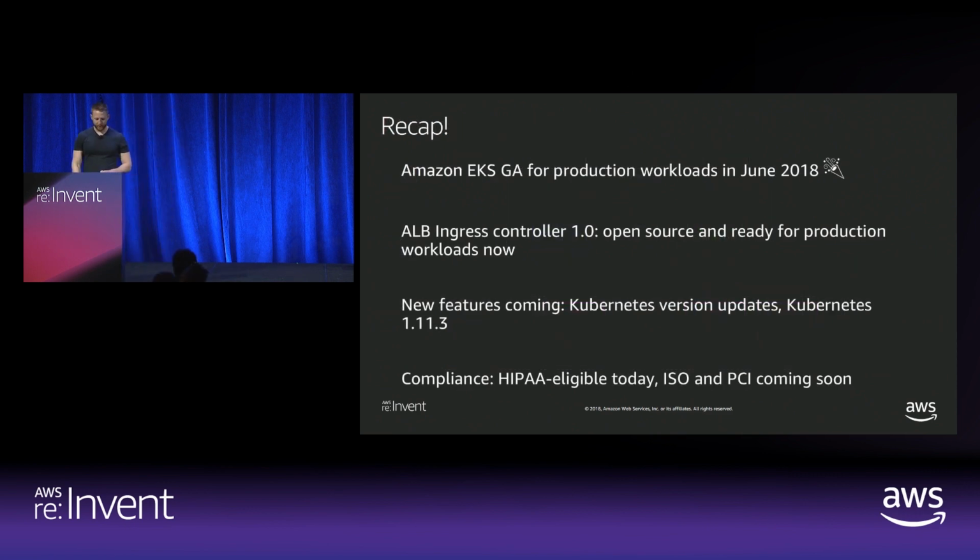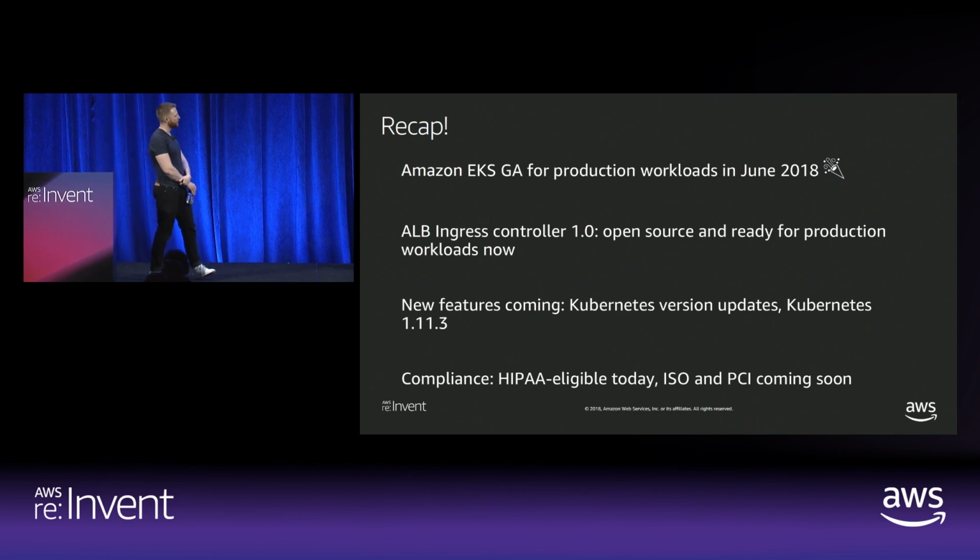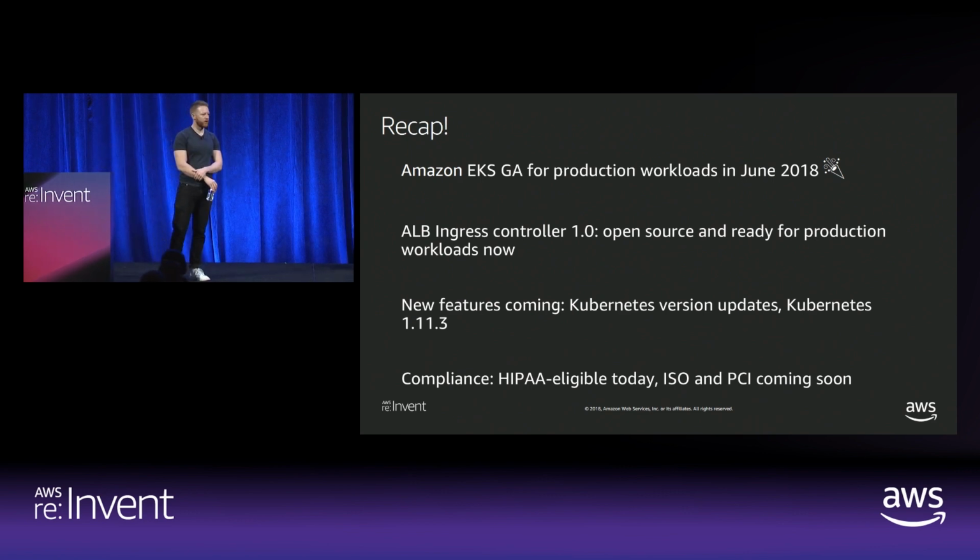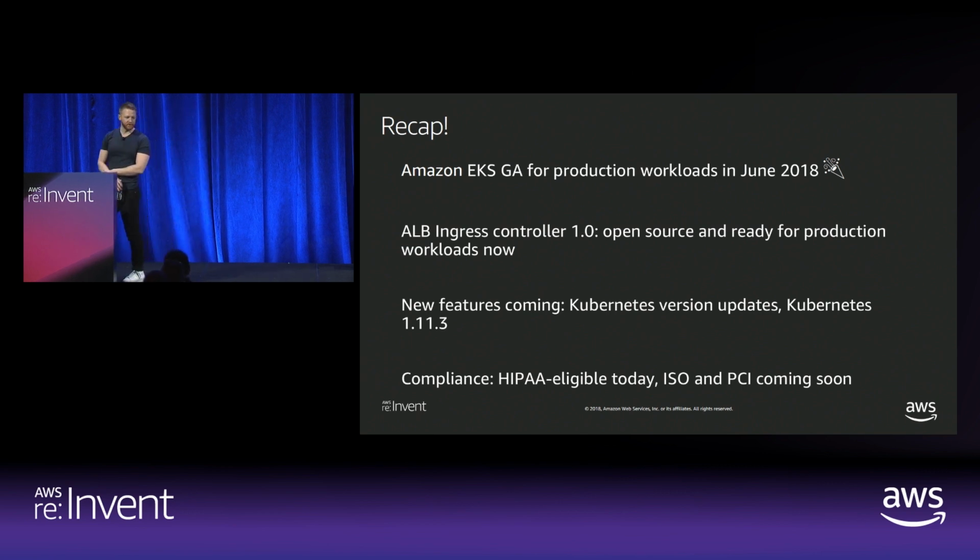So a quick recap. We went GA for production workloads in June after running a long preview. Important stuff, the ALB Ingress controller is now 1.0. It's open source. It's ready for production workloads now. Go ahead and grab it. It's a single deployment to get it on your cluster, so fairly straightforward.